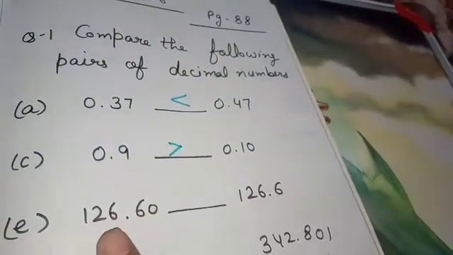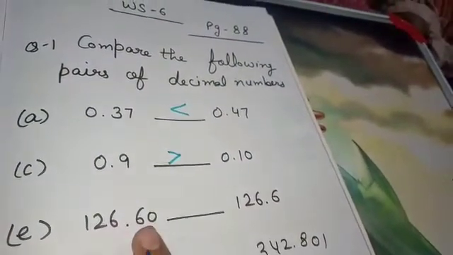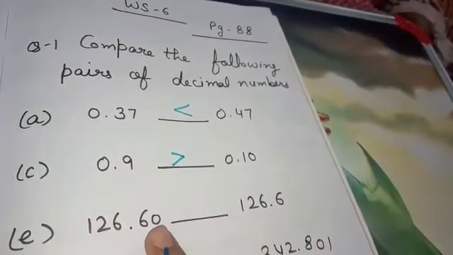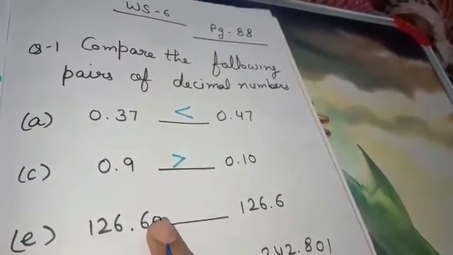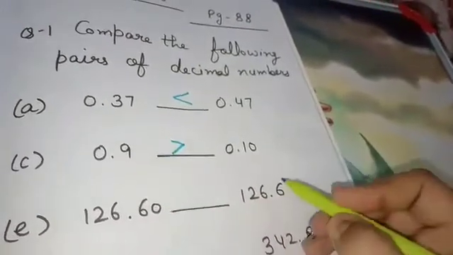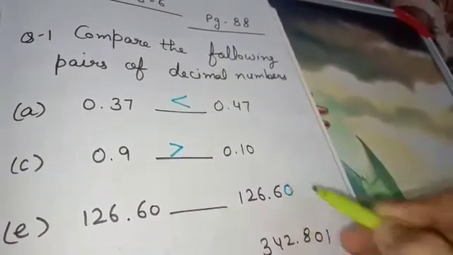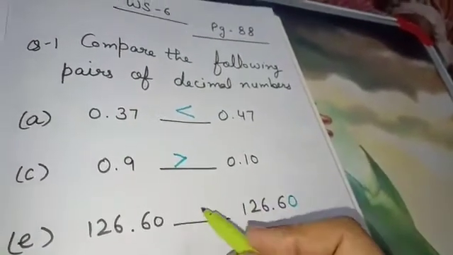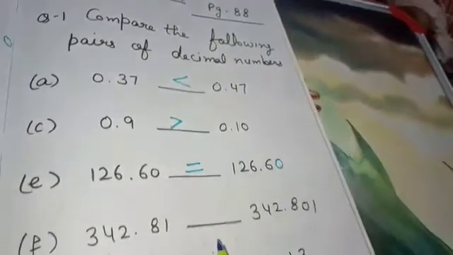In the same way here, 126.6 is same. Then compare the next digit, 0. Here the 100th digit is given, here it is not given. So firstly we will convert it into like decimals by adding 1 zero. This is also same, so these are equal.